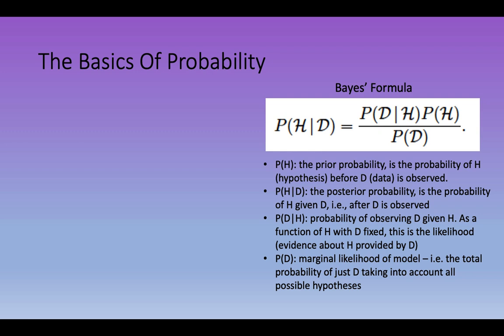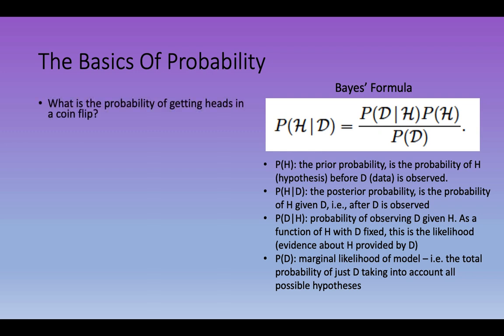The probability of the data given the hypothesis, we refer to as the likelihood. And then the last thing we're going to look at is the probability of the data. So we take the product of the probability of the data given the hypothesis times the probability of the hypothesis and divide it by the probability of the data, or the marginal likelihood of the model, which takes into consideration the total amount of possible probability in a sample.